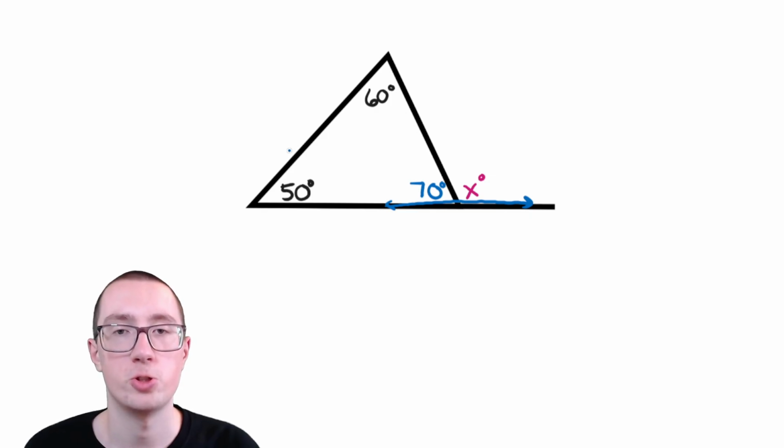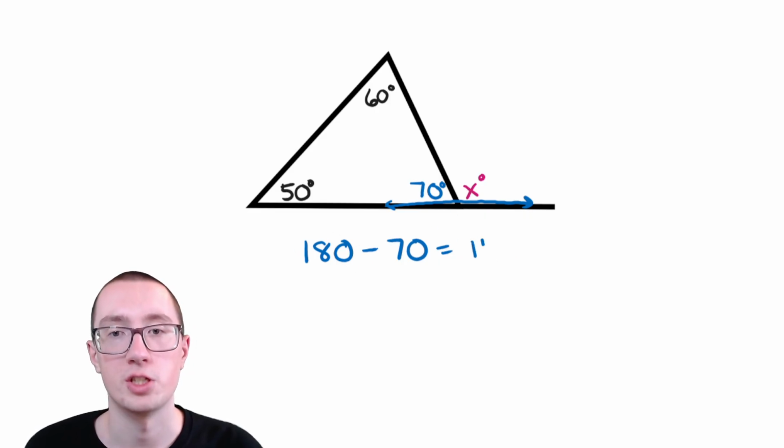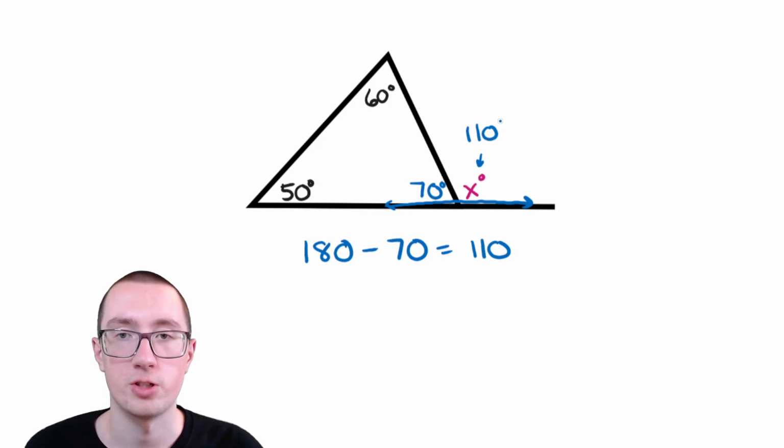So there are two ways that we can think about this for finding out this angle. The easier way is to just do it the same way that we did before. In total, these two angles make 180, but this left one is taking up 70. So all that's left for this angle is 180 minus 70, which is 110. So this angle is going to be equal to 110 degrees.